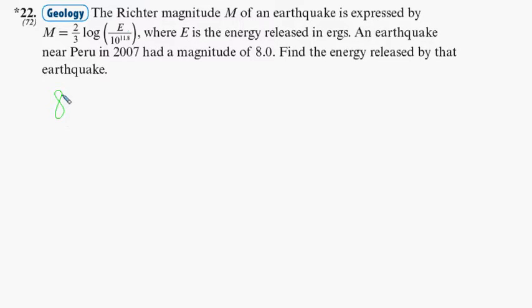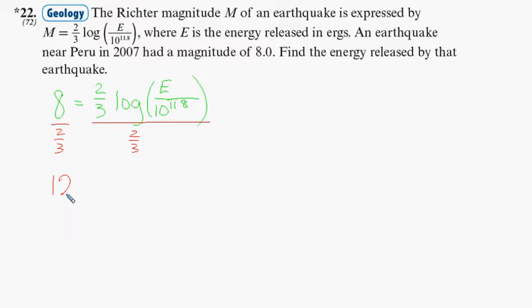We know that magnitude is 8, 2/3 log of all of this, E, over 10 to the 11.8. All right, so the first thing we're going to do is get the logarithm by itself, okay? So get rid of this 2/3. So let's just divide the whole thing by 2/3. 8 divided by 2/3 is equal to 12. Okay, you can enter that in your calculator if you need to, or you can do it manually.